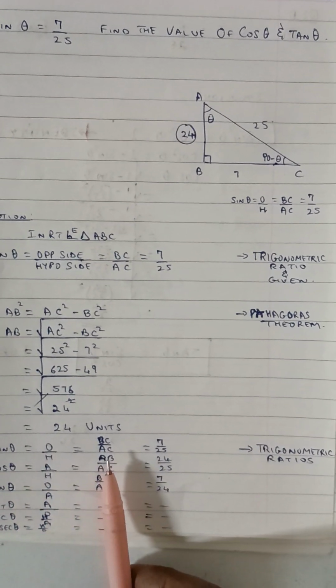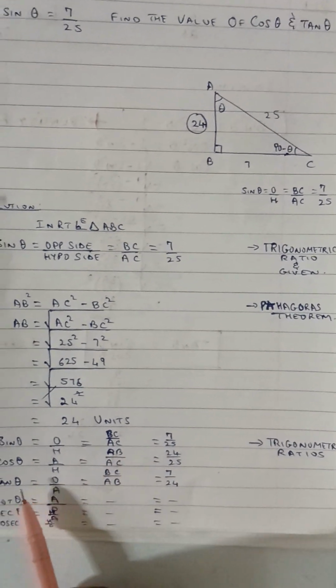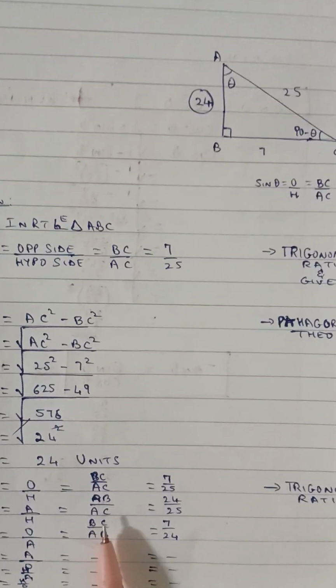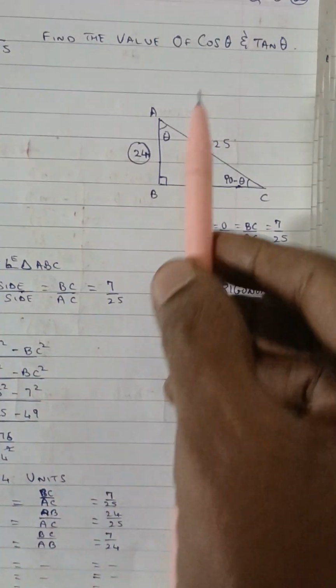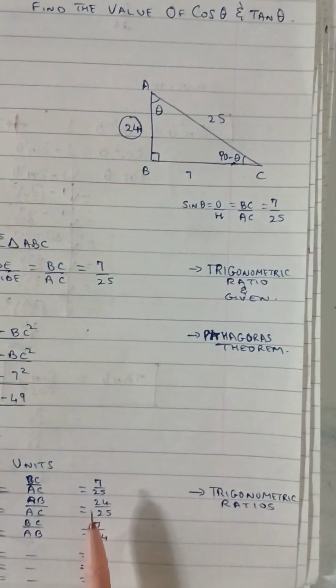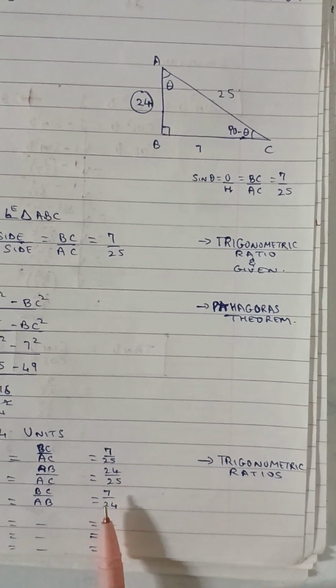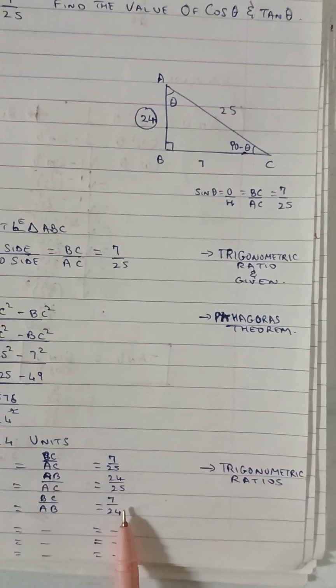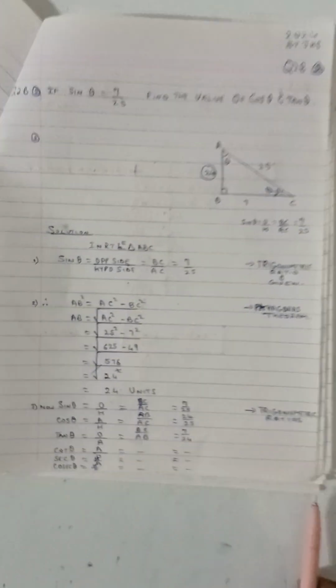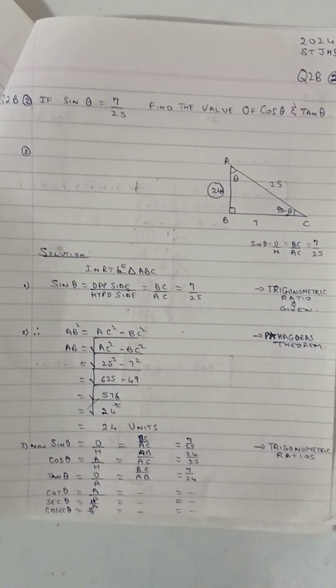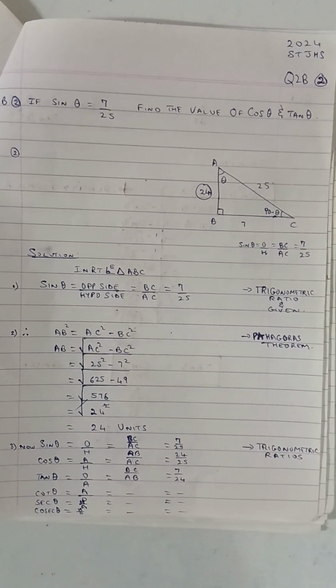cos theta is AB upon AC, and tan theta is BC upon AB. So replace those values over here. That will be, sin theta is 7 upon 25, cos theta is 24 upon 25, and tan theta is 7 upon 24. Trigonometric ratios. Now we can do this in another method also.